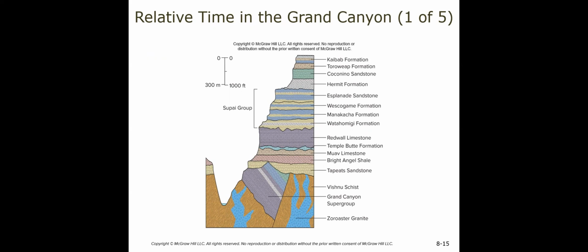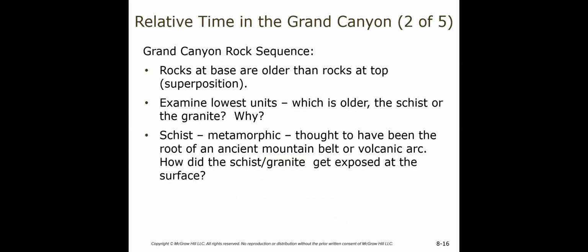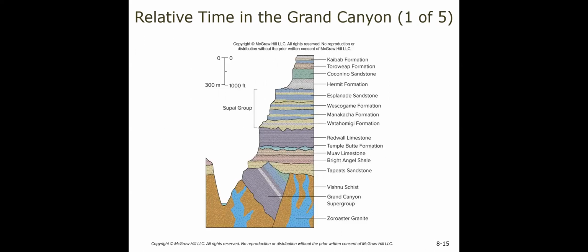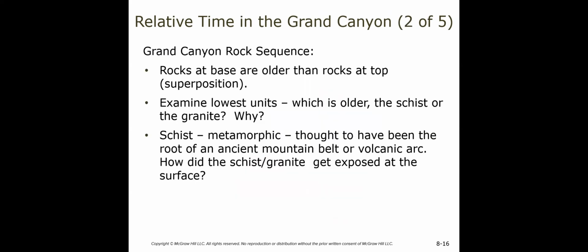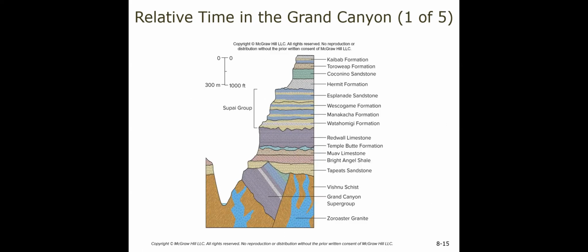Everything here is a unique geologic layer that has its own story to tell. The rocks at the bottom are older than the rocks at the top. The Tapeats sandstone is older than the Redwall limestone there in the center. Why? Because the Tapeats sandstone is lower. If you look at the lower units, which is older, the granite or the schist?